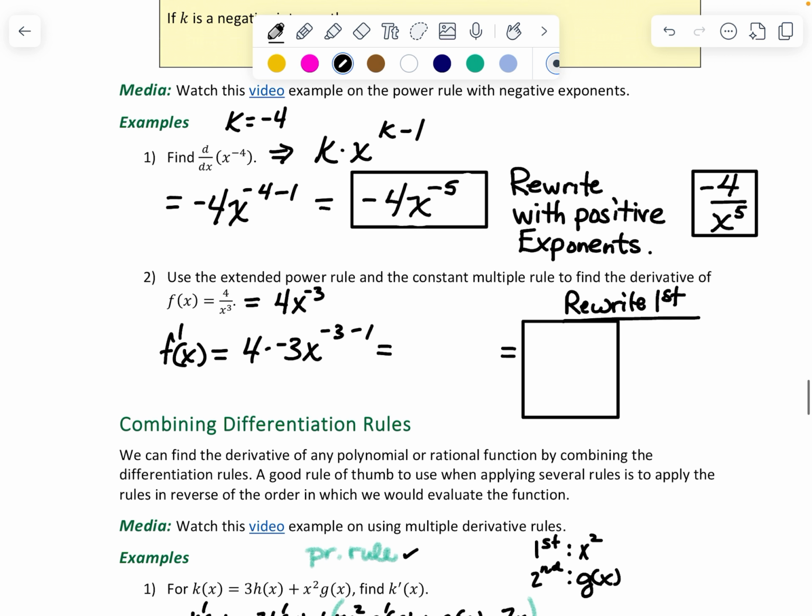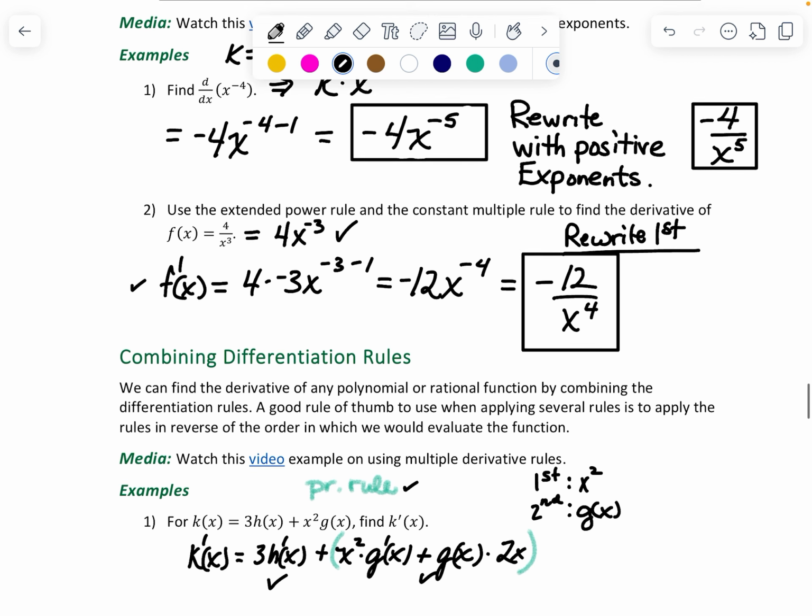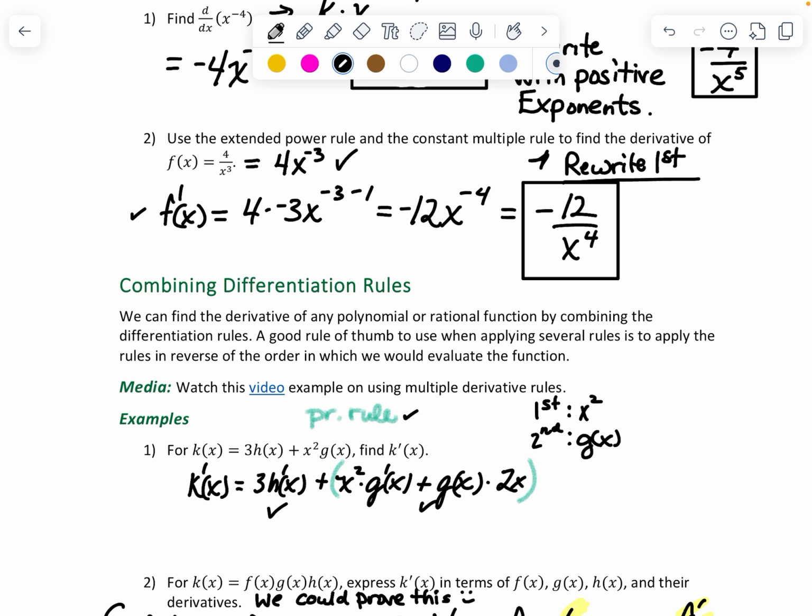Okay, use the extended power rule and the constant multiple rule to find the derivative of f of x is equal to 4 over x cubed. So I'm going to do a real quick rewrite there and then use the power rule and the constant rule, pulling the 4 out front and then using the power rule. So it looks like I get negative 12 x to the negative fourth power. And so I'm going to rewrite that as negative 12 over x to the fourth. Okay, and there you go. So that's a little rewrite that you often do with negative exponents.